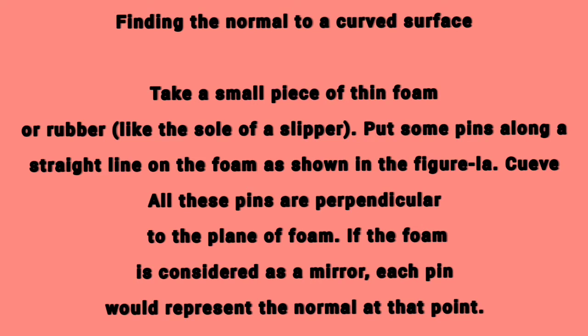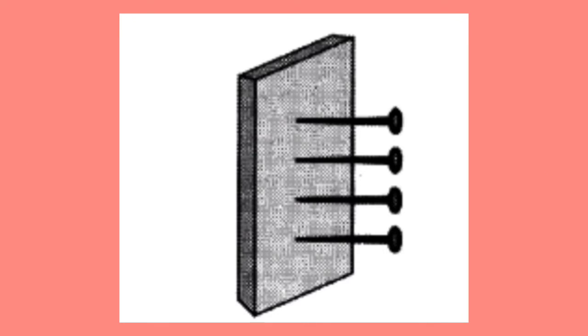Now we are going to do activity 1. What is our activity 1? Finding the normal to a curved surface. Take a small piece of thin foam or rubber. You know what foam is? We use foam beds in our home for sleeping, and we use foam in our kitchen for washing utensils. Or you can take the sole of your slipper also.